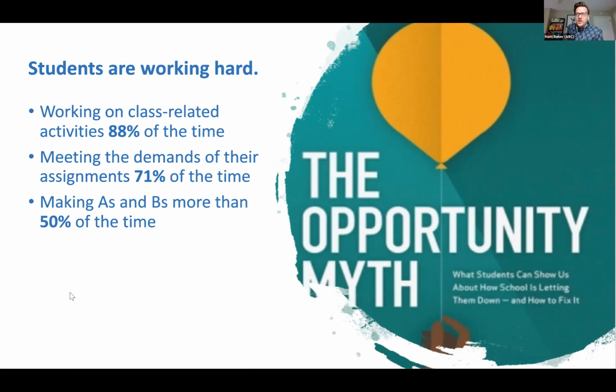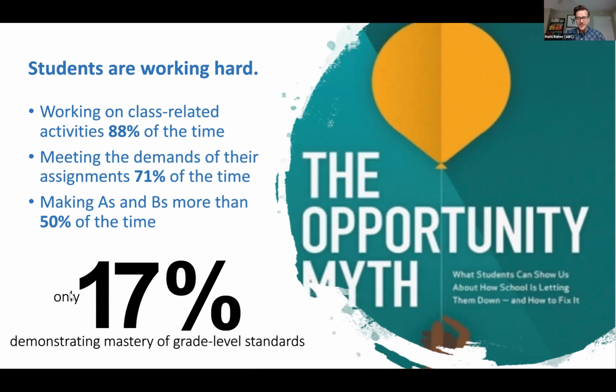And when we looked at doing work that's related to the class, 88% of the time, they were working on class-related activities. 71% of the time, they were doing exactly what the teacher asked of them. And over 50% of the time, our students are making A's and B's. When those are the statistics coming out, we would expect reading results to be soaring. And yet what they found was only around 17% of the times were students demonstrating mastery of the grade level standards.